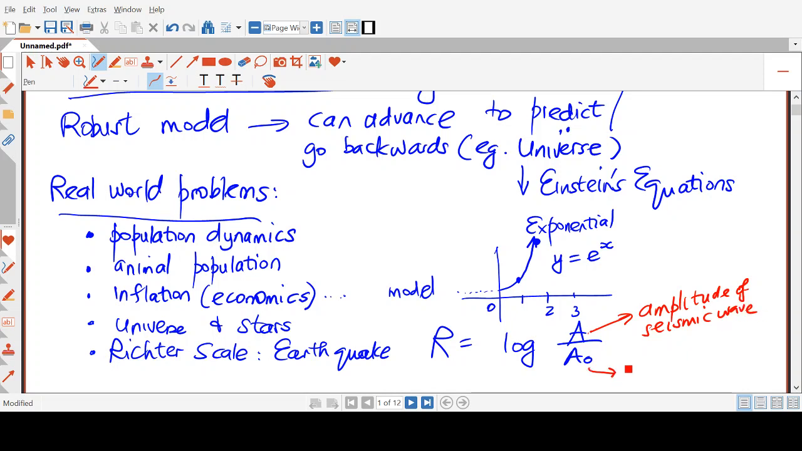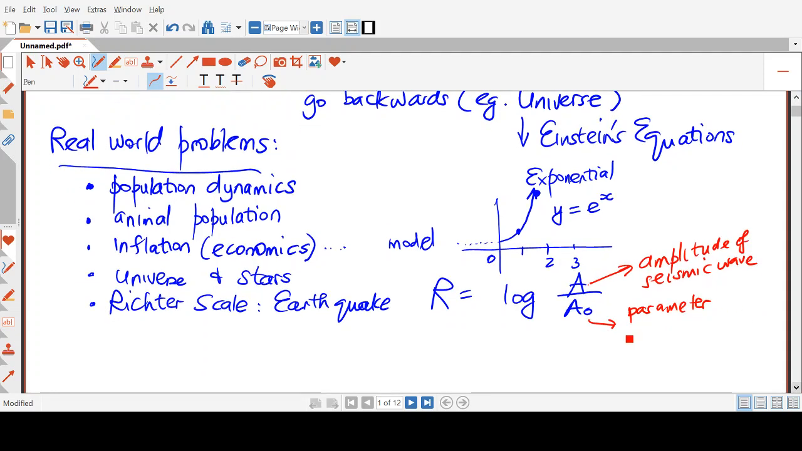And this is a parameter that depends on the distance from the epicenter and other factors. There are certain factors peculiar to certain areas. Like the San Andreas fault in California is quite different from the ground situation in Japan, for example, Tokyo. So there are some other things they factor in. They create this number called A naught. Punch it into this formula, log of A over A naught.